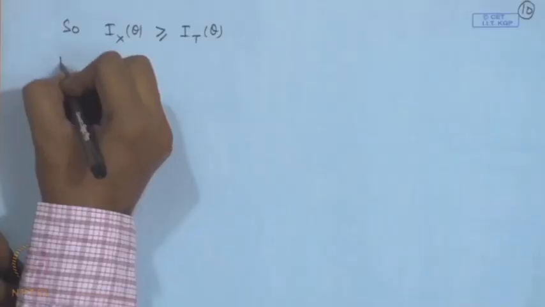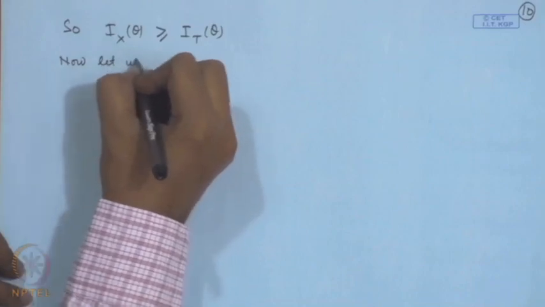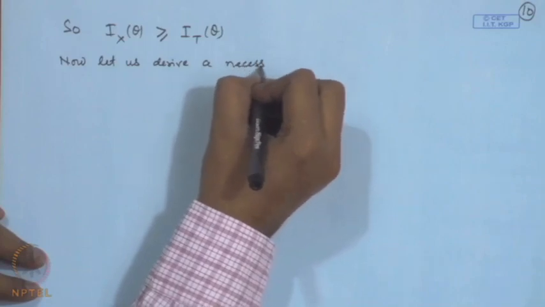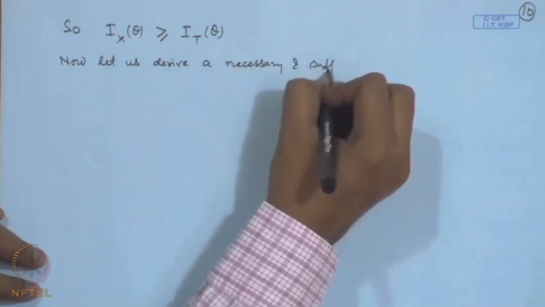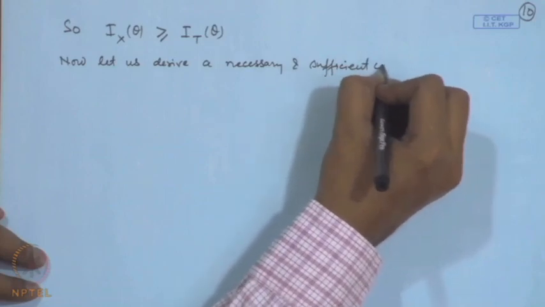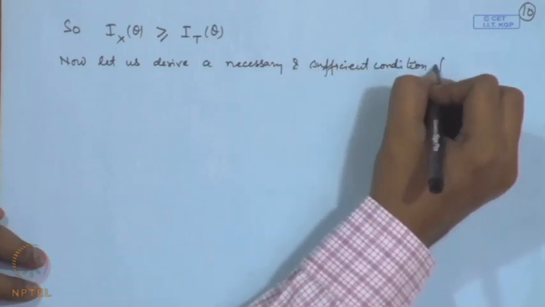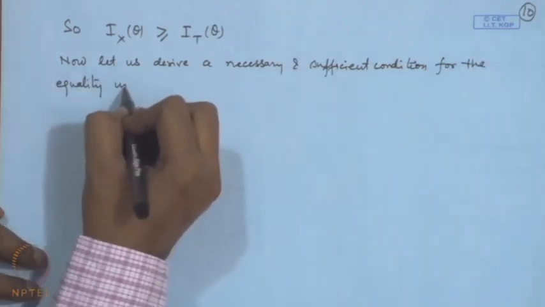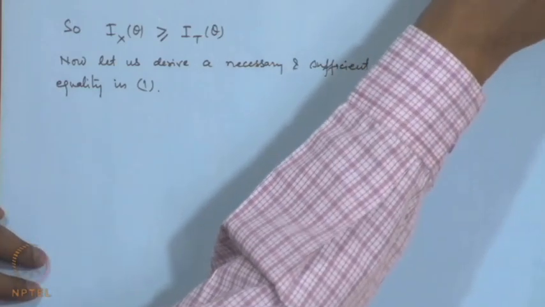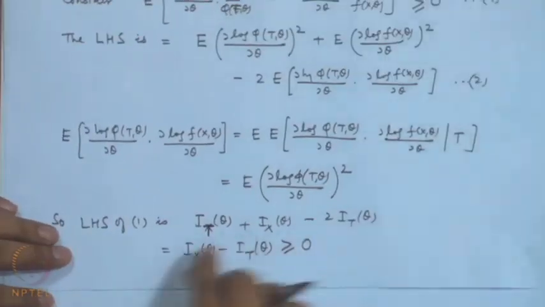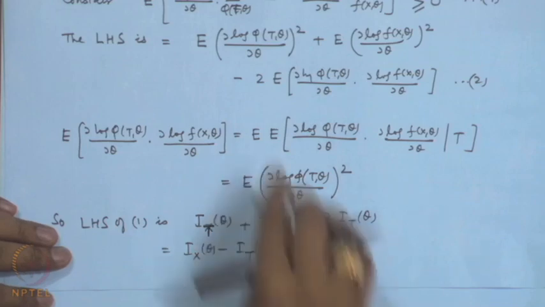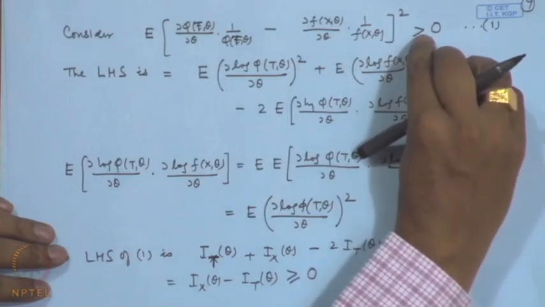Now, let us consider when we will have equality. Now, let us derive a necessary and sufficient condition for the equality in 1. Now, when will there be equality? If we are considering I_X(theta) minus I_T(theta) equal to 0, that equal to 0 will come if we have equal to 0 here.